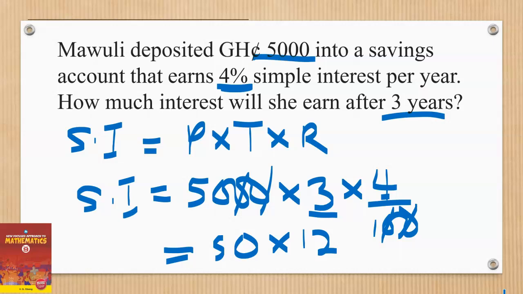In multiplying 50 times 12, we can easily do 5 times 12, and that is 60, and we attach the remaining 0 here to give us 600. So what we are saying here is, how much interest will she earn after 3 years? She's going to earn interest of 600 cedis in addition to her 5,000 deposited in the bank for 3 years if the rate is 4%. Right. Let's take another example and see.